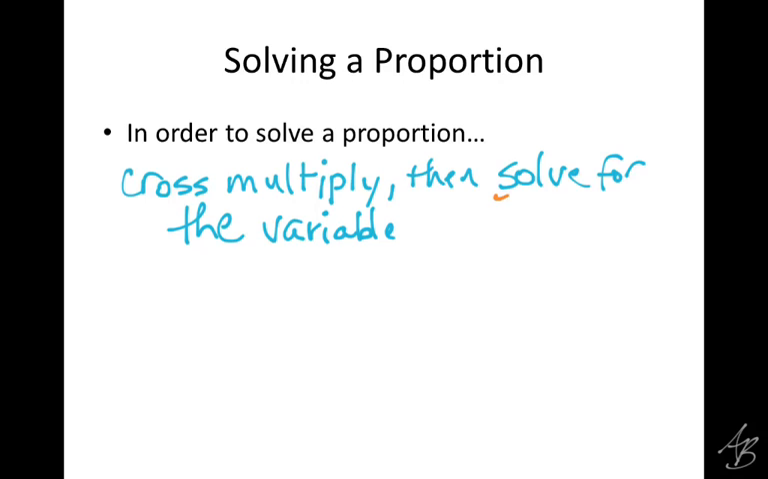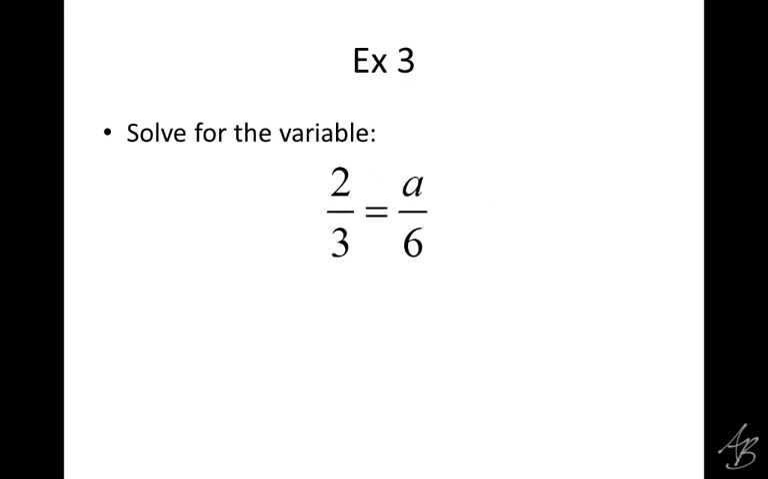And keep in mind when we're solving, we've got some rules about how we solve equations, right? We have to set it up by circling the variable, drawing the line of equality, and then we want to get that variable by itself. So here's example 3. We have a proportion. It's a proportion because we have a ratio equal to a ratio, but it has this variable in it. We want to figure out what a equals to make this true.